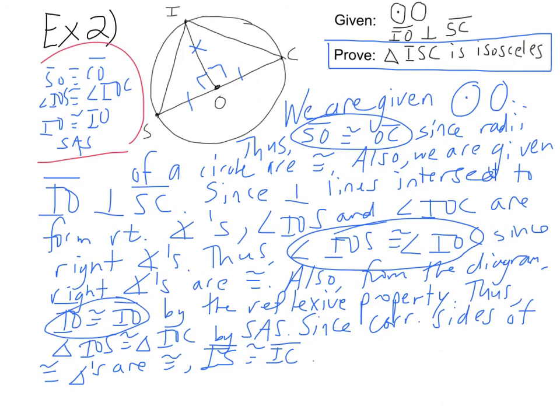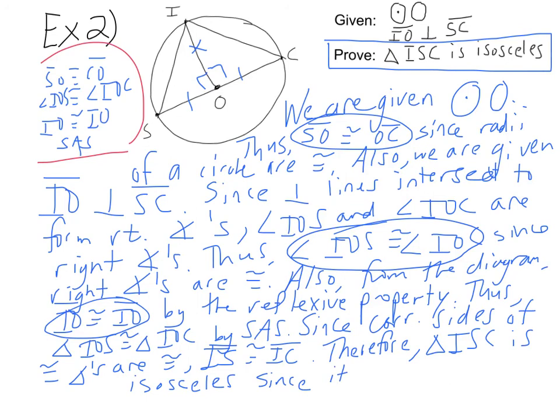And last but not least, therefore, triangle ISC is isosceles since, and you have to tell me why. Remember in the last line you said IS was congruent to IC. Well, why does that make it isosceles? Well, it's isosceles since it has two congruent sides. And then you're done. Shade the little boxy thing.